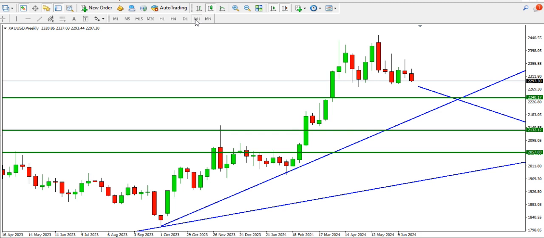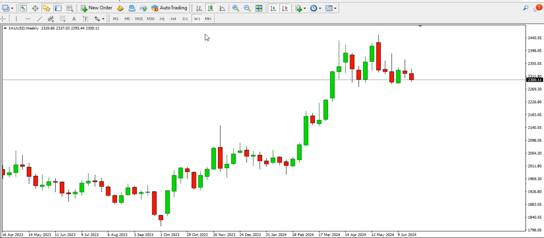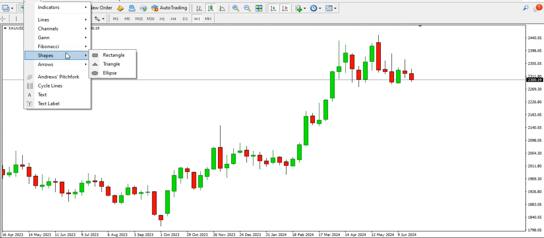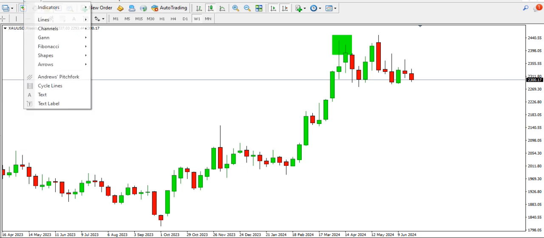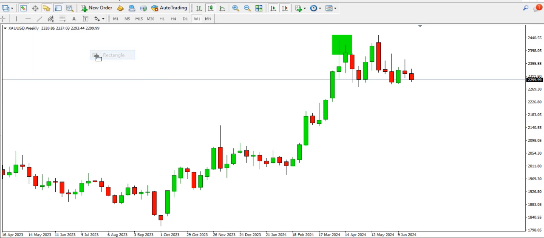On the weekly time frame, we can see price has given us something like a head and shoulder pattern. This is the left shoulder. This is the head. And this is the right shoulder.